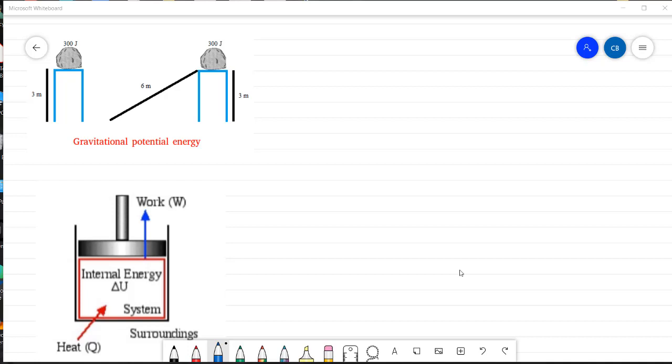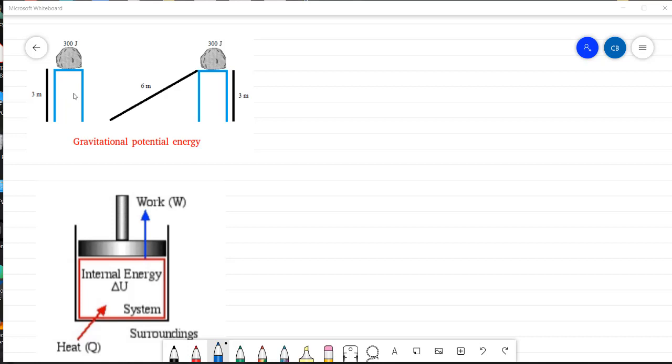This time let's tackle the first law of thermodynamics. In mechanics, work is done in moving an object like this in our illustration. The work done in moving an object depends only on the initial and final positions. So this is basically the concept of potential energy.